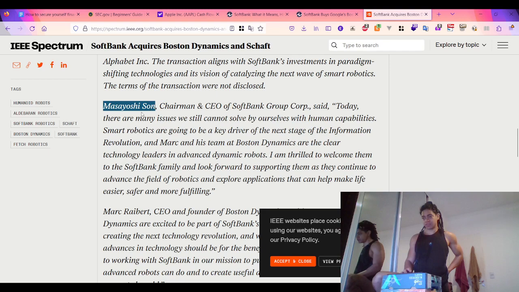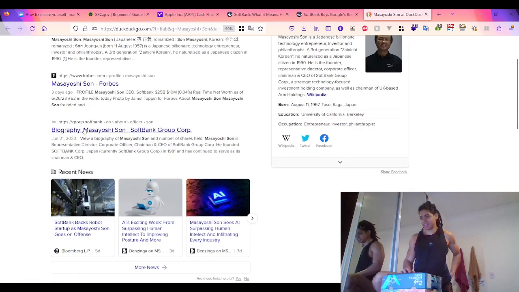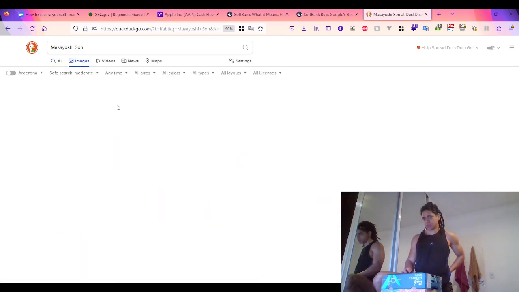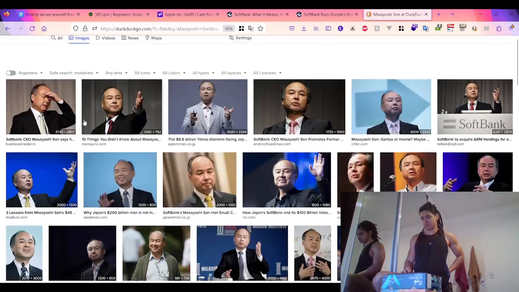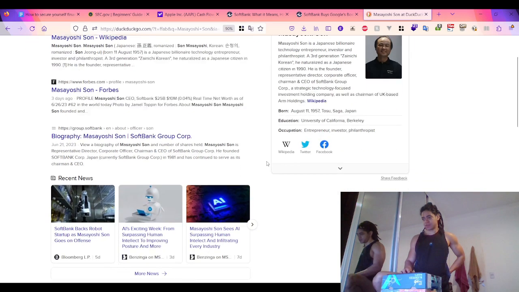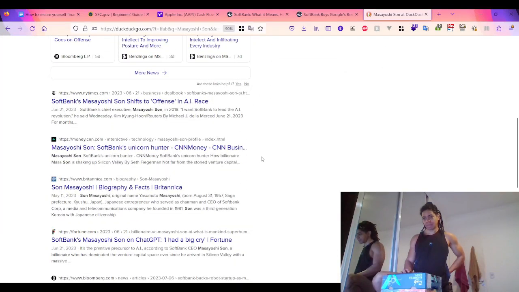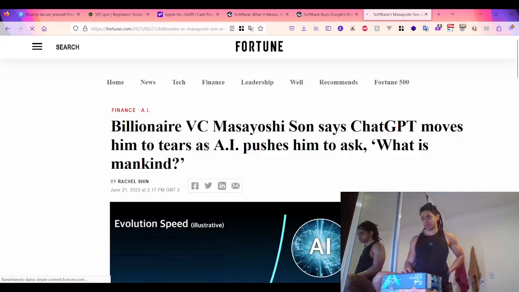Masayoshi Son, Chair and CEO of SoftBank. Holy moly. SoftBank's Masayoshi Son said ChatGPT moved him to tears, pushing him to ask, what is mankind?